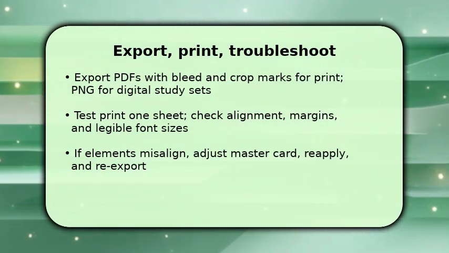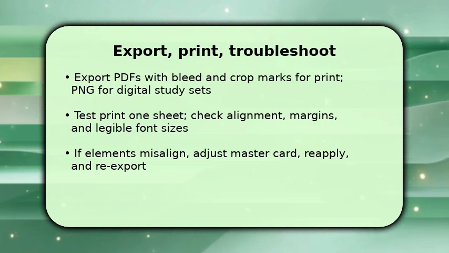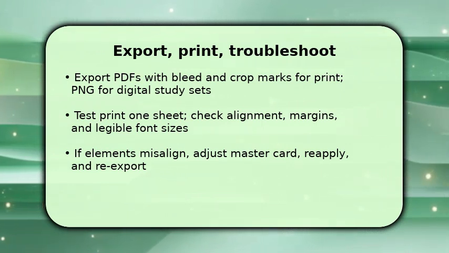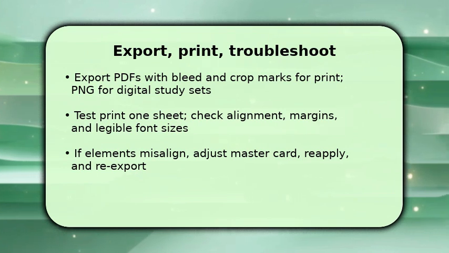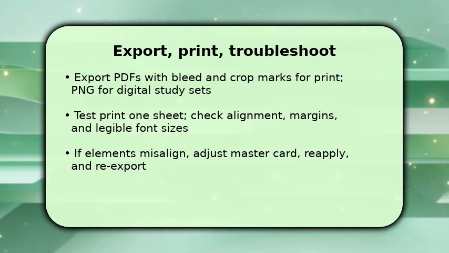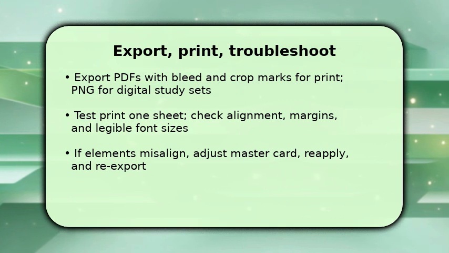Choose PDF print with bleed and crop marks if you plan to cut cards, or PNG/JPEG for digital use. Before a full print run, print one test sheet to confirm margins, alignment, and that fonts remain readable at physical size. If something goes wrong, elements misalign or bleed, fix the master card, use the position and snap features, then reapply duplicates and export again.